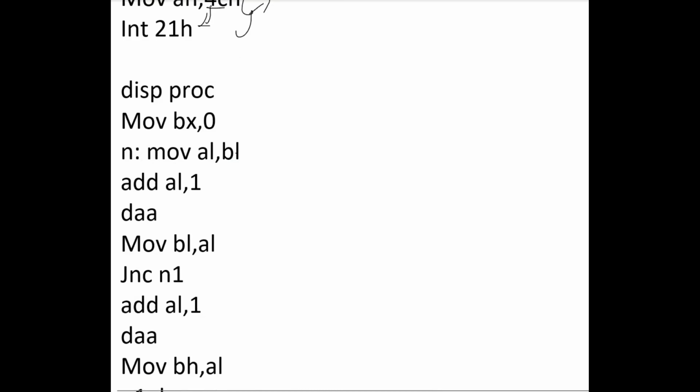Next line is disp PROC. This line defines the beginning of the procedure, and here disp is the name of the procedure. MOV BX, 0. This initializes the BX register to 0. Next is N. N is a label. MOV AL, BL, we are moving the value of BL to the AL register.